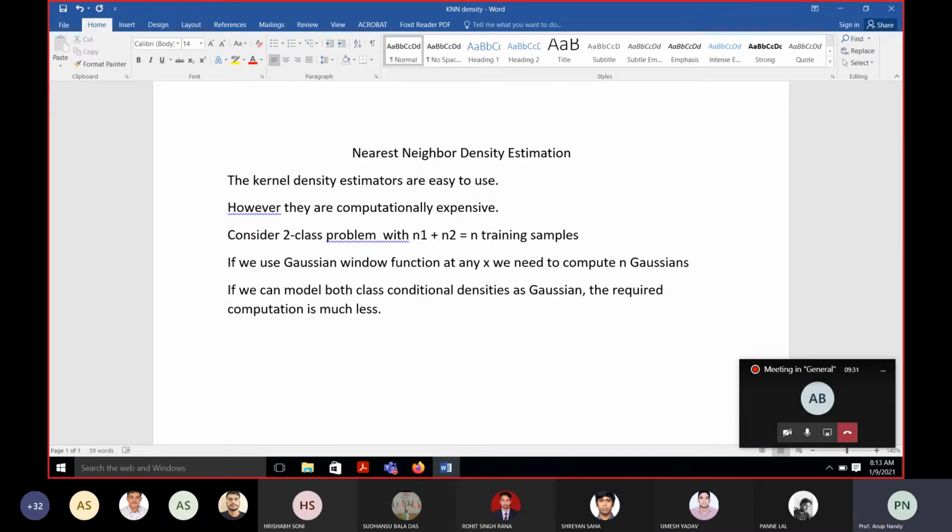Okay. Now for the two-class classification problem, it is very easy, because we are assuming that each data point follows a Gaussian distribution, and obviously in this Gaussian window function that you have assumed, it is an exponential form. If you could model both class conditional densities as Gaussian, then the required computation is much easier than considering all the classes. Okay, so that is the main concept.